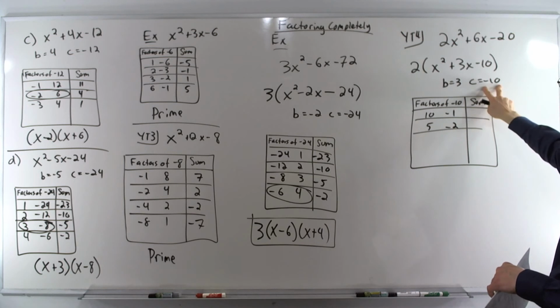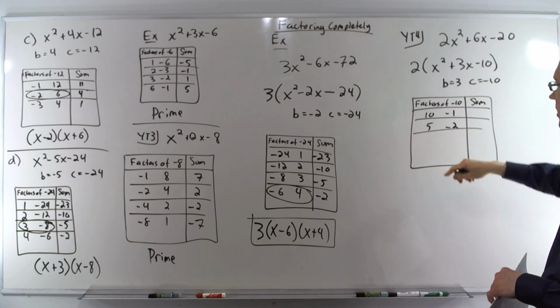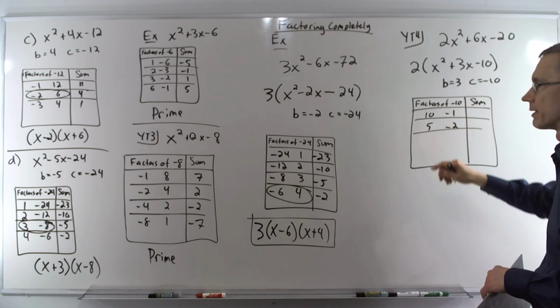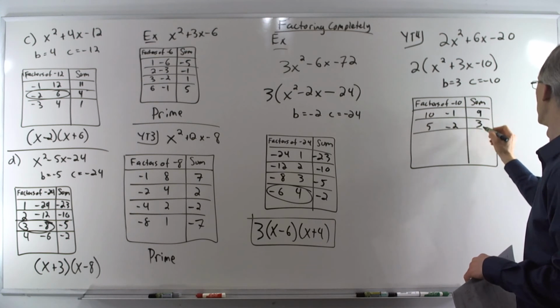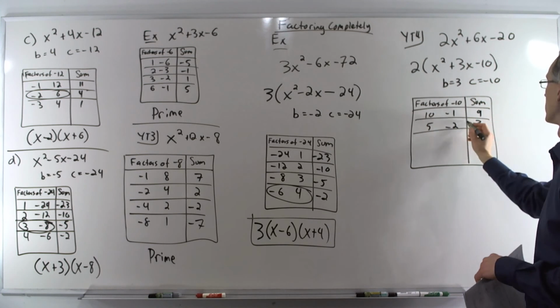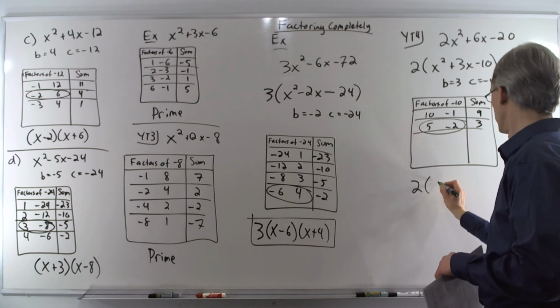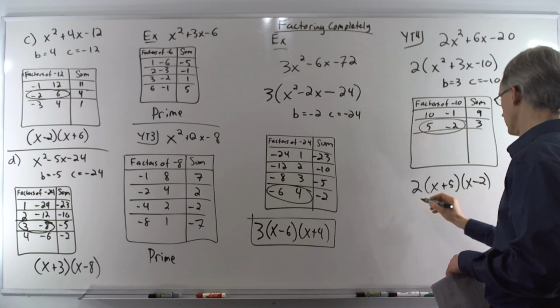We're going to have oppositely signed numbers because we got a negative here. B is positive, so that means the bigger number has to be positive. So here's all the factors of negative 10 where the bigger number is positive. Adding them, we got 9 here and 3 here. All right, 3 matches B, so there's our two numbers. So bring down the 2 on the outside. Then we got x plus 5 and x minus 2.